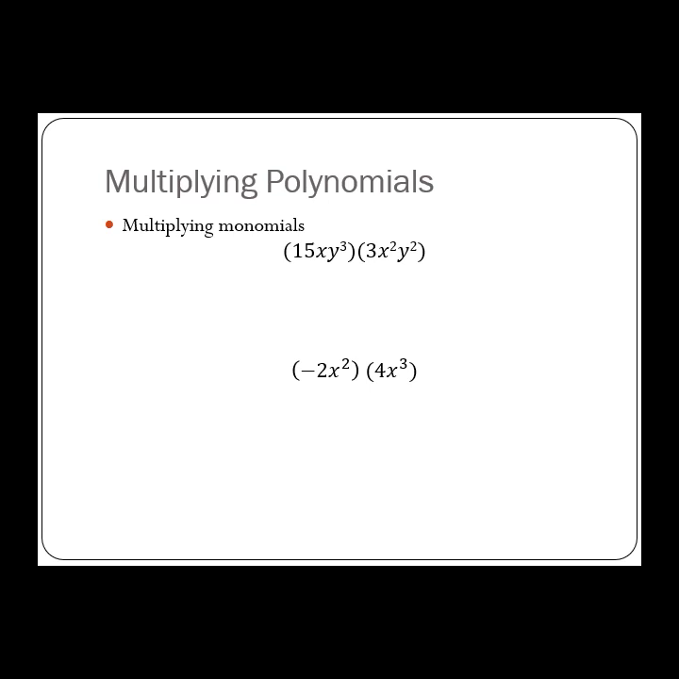We're going to start by multiplying monomials. Remember, those are one-term polynomials. And when we do that, you start by multiplying the coefficients. Those are the numbers in front. So 15 times 3 is 45. So your new coefficient comes from multiplying the coefficients.